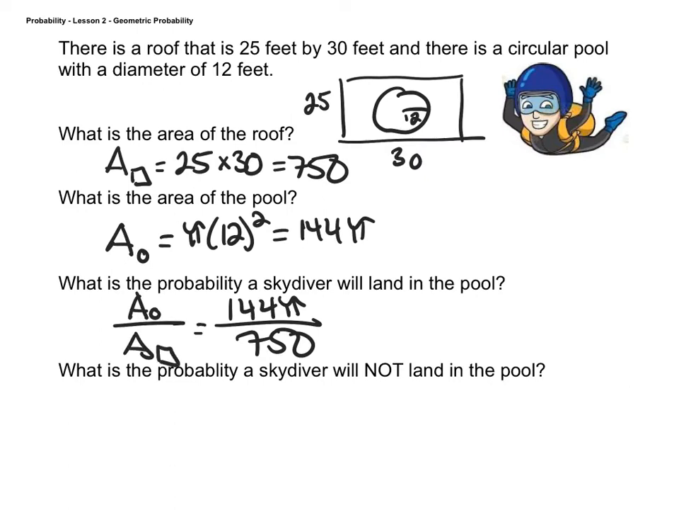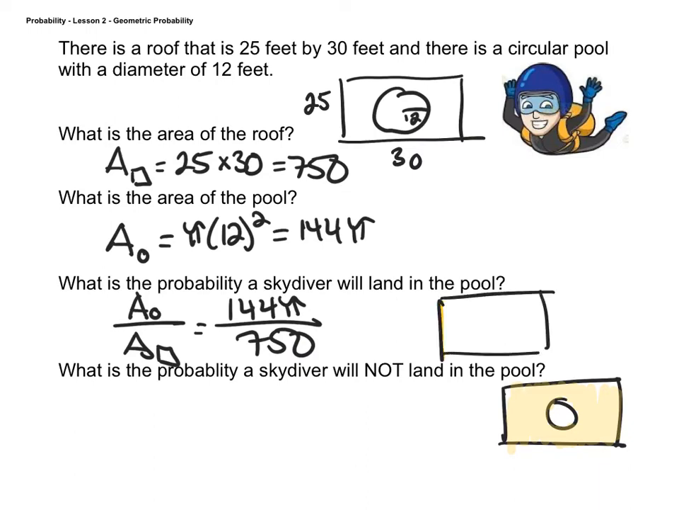Okay, what is the probability that the skydiver will not land in the pool? Well, that means that they're going to land here. That would be our shaded region, would be the area on the outside. The first one was in the pool, which would be, I should color this yellow, or I should color it blue. That would be just the circle. Now this is the rectangle without the circle.